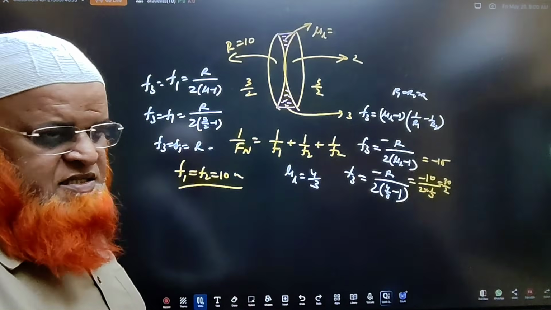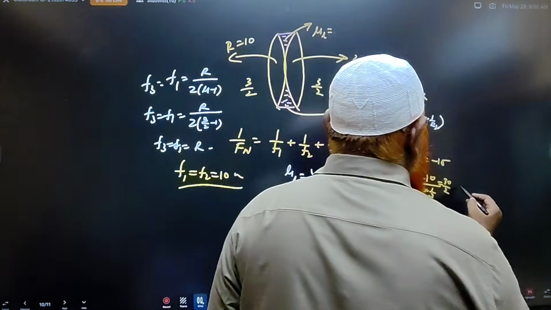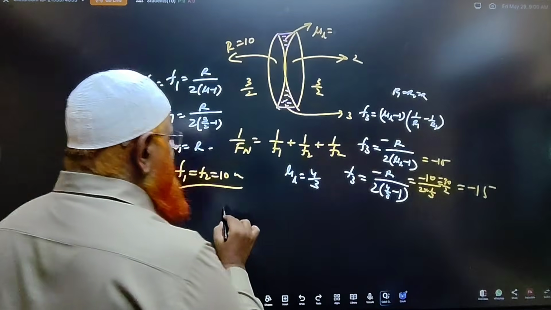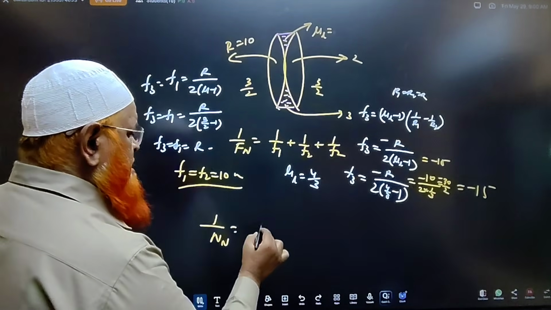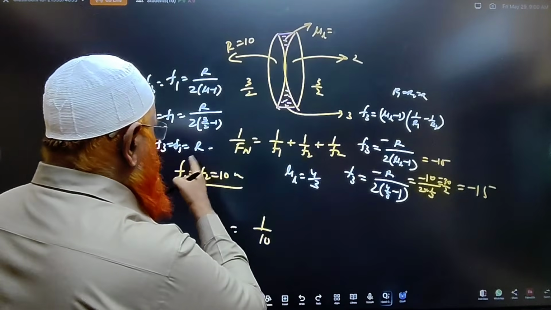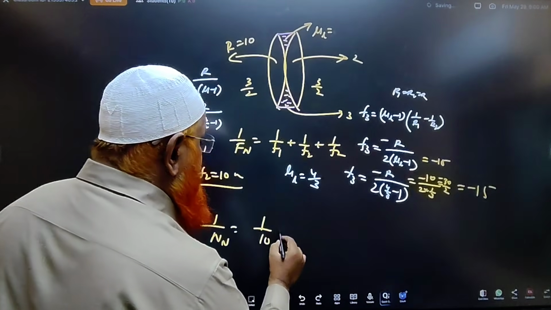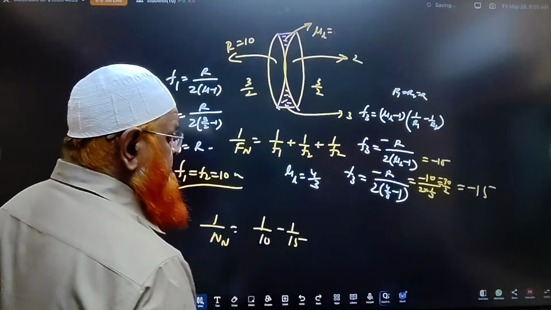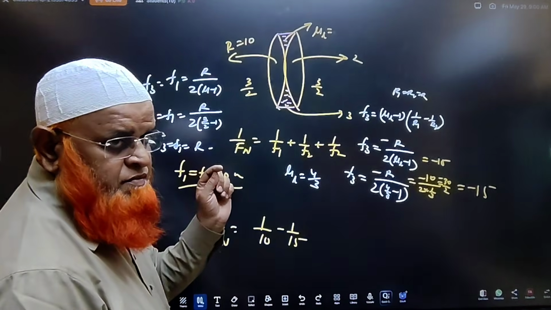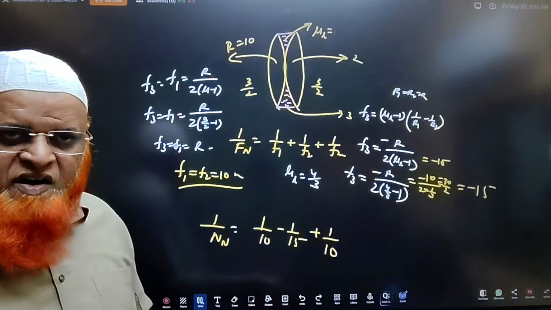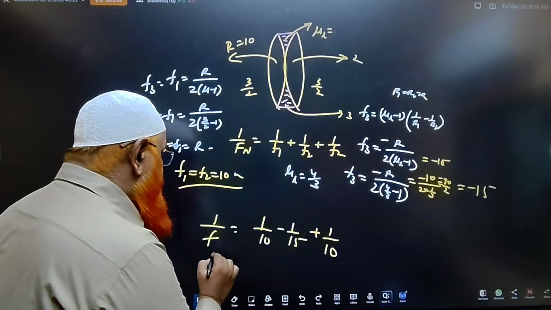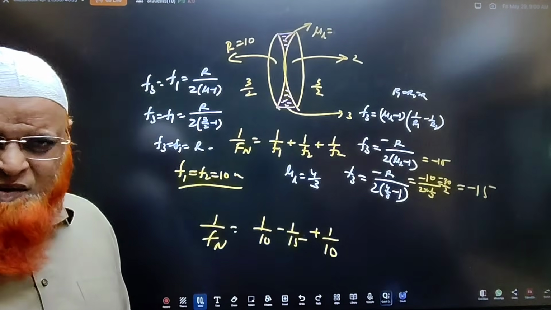So how simple it is? See, the focal length here is minus 15 now. Just apply this formula, 1 by F net. F1 and F2 are both the same here, so 1 by 10. The middle one, F3, is minus 1 by 15. The middle one is a concave lens, so minus plus 1 by 10. Understood what I am saying? Get the net focal length by using this formula and get the final answer. Hope you are understanding what I am saying now.